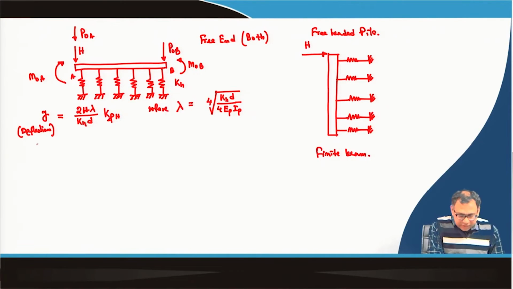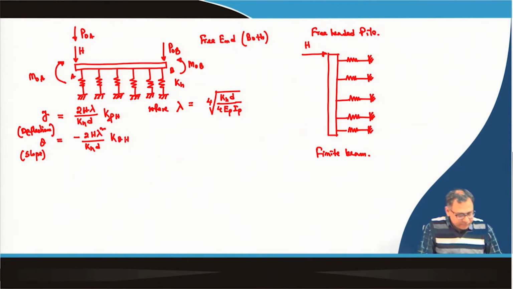Similarly, for the slope, that is equal to minus 2 h lambda square divided by k h d, into k theta h.